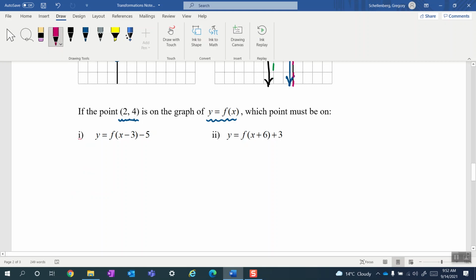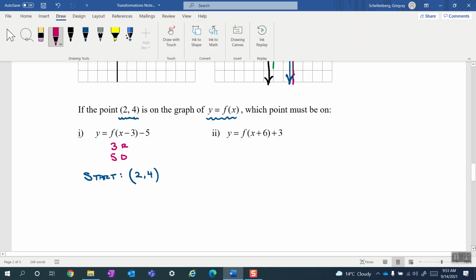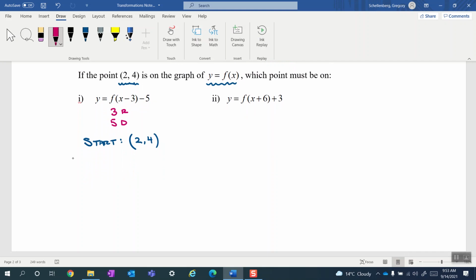Okay, so f of x minus 3, we have a translation of 3 units to the right. Minus 5, we have a translation of 5 units down. Okay, so we will start. Here's our starting point. X coordinate of 2, y coordinate of 4. Okay, so if we're translating 3 units to the right, we are adding 3 to the x coordinate. Okay, so that takes us to 5 and 4.